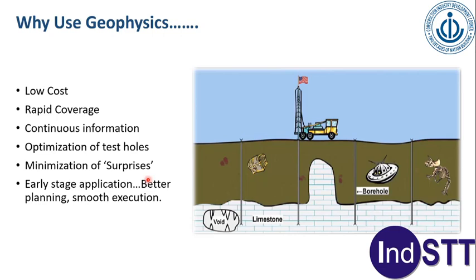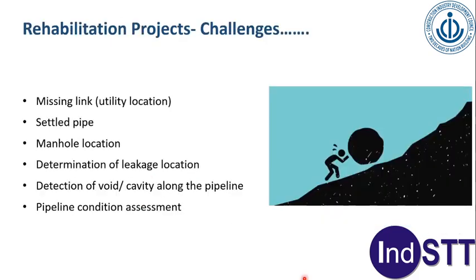Now with this very small introduction to geophysics, I will right away go to the topic of the day, that's rehabilitation. So what challenges do we face in rehabilitation? One is the missing link, that is utility location. Sometimes a particular part or segment of a utility is not exactly known where it is, and that's what we call the missing link. Second is settled pipe. The pipe might have settled because of defects at some location. Manhole location: as we are covering more and more manholes with new road layers, sometimes we don't find manholes once we start working, and locating them is a challenge.